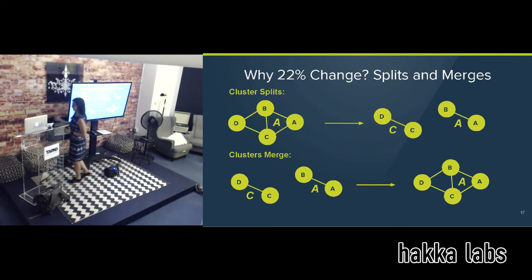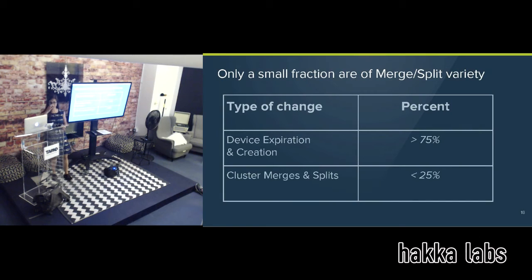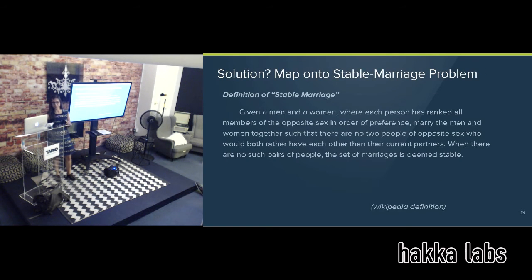So what is the split between them? It turns out more than 75% of the 22% are the acceptable changes. New devices being created, old devices going out of the graph. Only about a quarter of the 22%, so only 3 or 4%, are changing because of what we would call unacceptable reasons. Mistakes that we've made in our algorithm. So the solution to this problem is maybe an algorithm you haven't thought about since your undergrad days, the stable marriage algorithm.